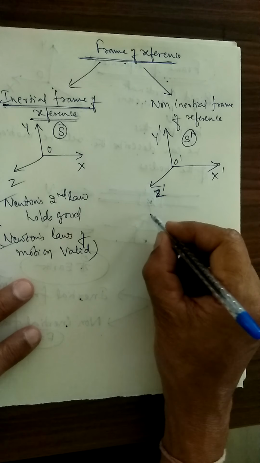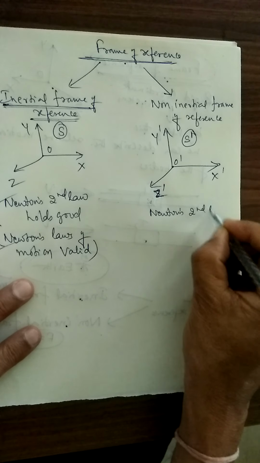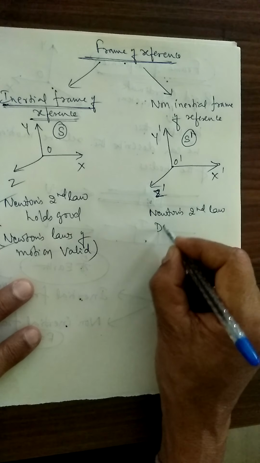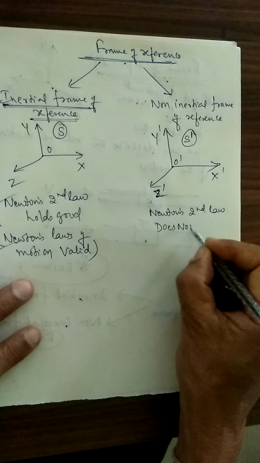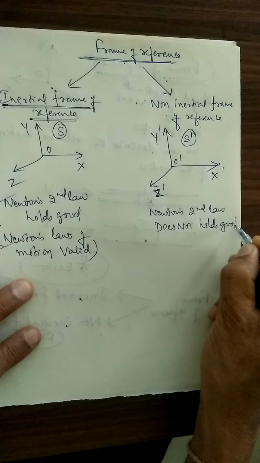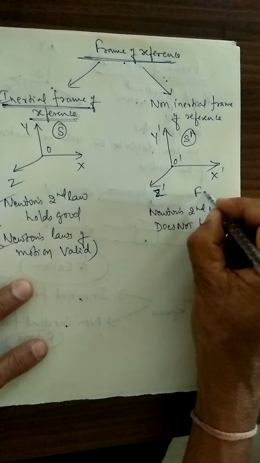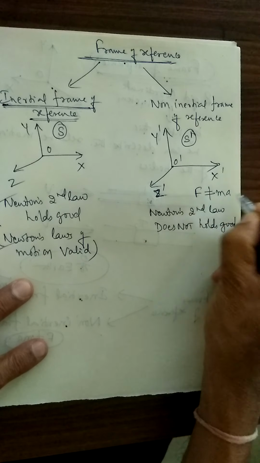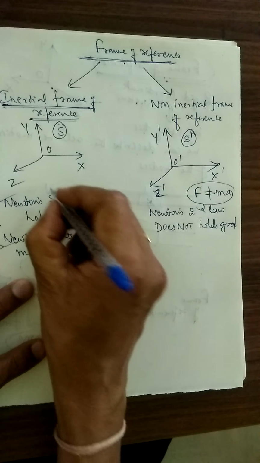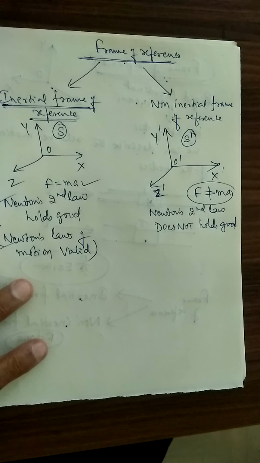Whereas here, Newton's second law does not hold good, which is not applicable here. F is not equal to ma here, but here F is equal to ma, that is, it holds good.